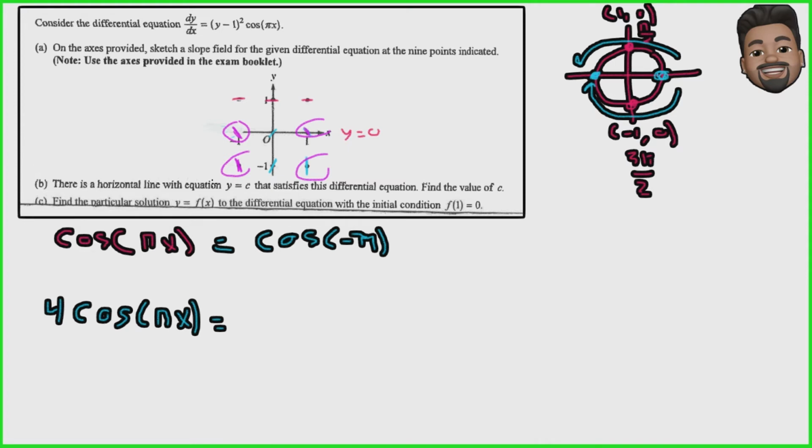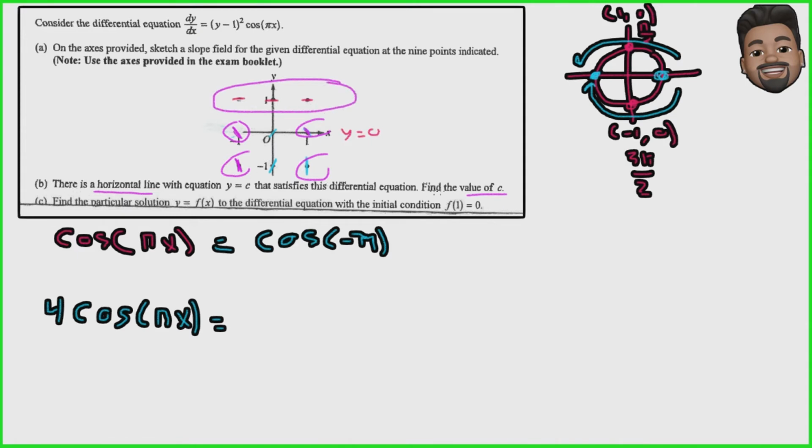There is a horizontal line with the equation y equals c that satisfies this differential equation. Find the value of c. Well, there is a horizontal line. That means we need a slope of 0. And guess what? We already know that the slope of 0 occurs right here at y equals 1.